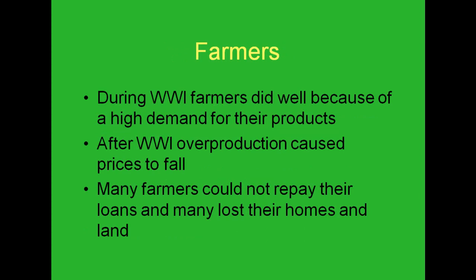As you've learned, the other group of people that were severely affected during the 1920s were the farmers. During World War I, farmers did well because there was a high demand for their products. If you remember, we were shipping food and other supplies over to the Allies during World War I. After World War I, overproduction of farm products caused prices to fall. Many farmers could not repay their loans, and many lost their homes and their land.